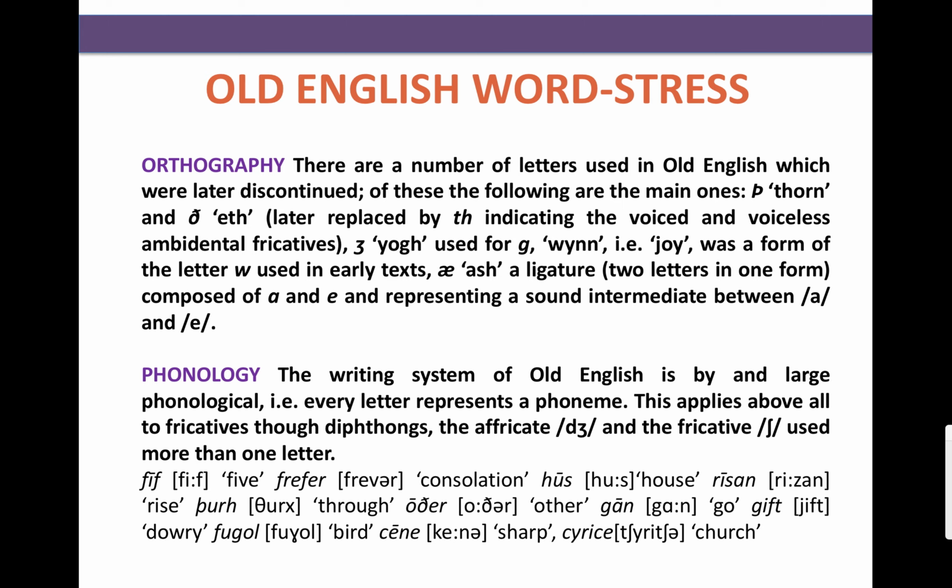Phonology. The writing system of Old English is by and large phonological, which means every letter represents a phoneme. This applies above all to fricatives, though diphthongs, the affricate and the fricative used more than one letter. For example, five, consolation, house, etc.